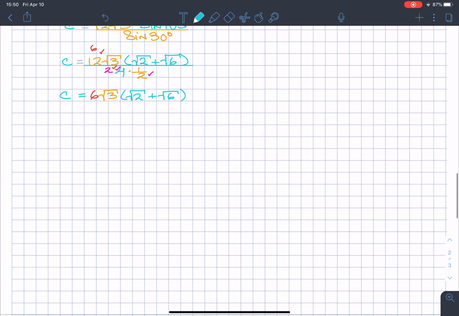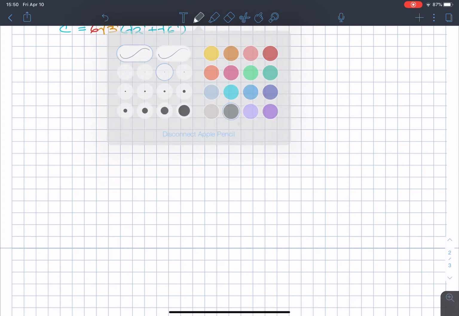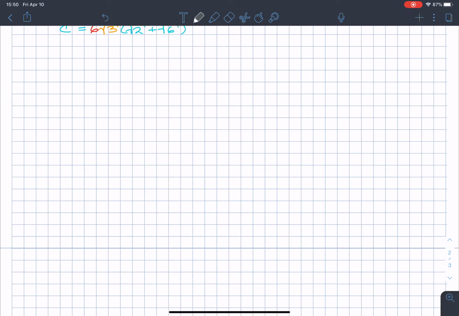So let's do another one, just one more in this short video before I stop for this first part of section 7.1. Let's say we're given the measure of angle B is 45 degrees. The measure of angle C is 60 degrees. And the length of side A is 7 times the square root of 2. Okay, so let's see how I can do this.